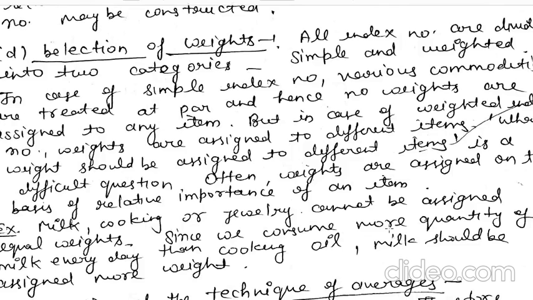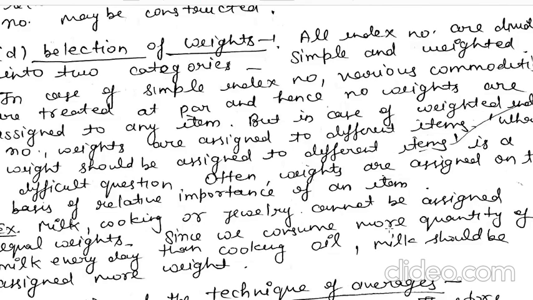Selection of weights. All index numbers are divided into two categories, simple and weighted. In case of simple index number, various commodities are treated as equal, and hence no weights are assigned to any item. But in case of weighted index number, weights are assigned to different items. What weight should be assigned to different items is a difficult question. Means if you have an item, what weight do you give that item, right?